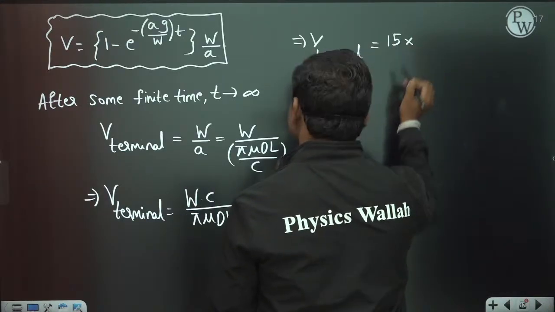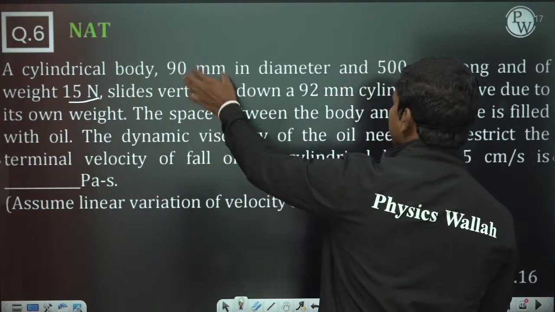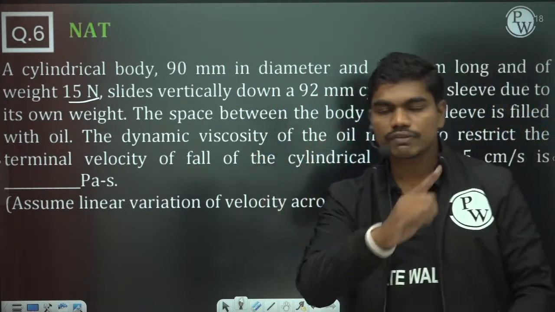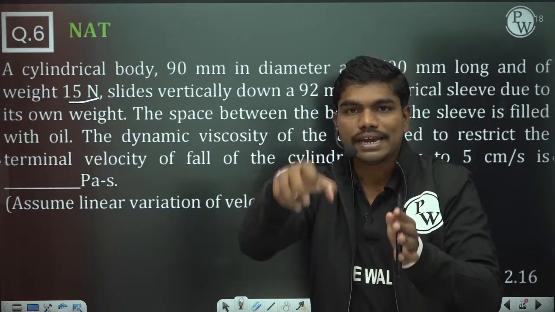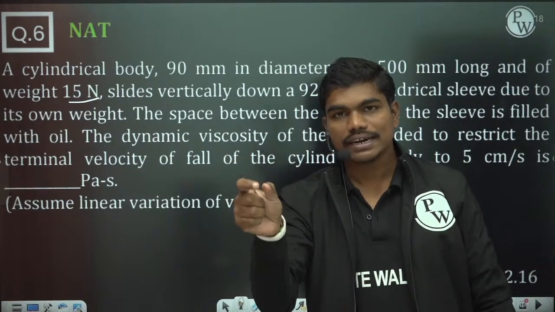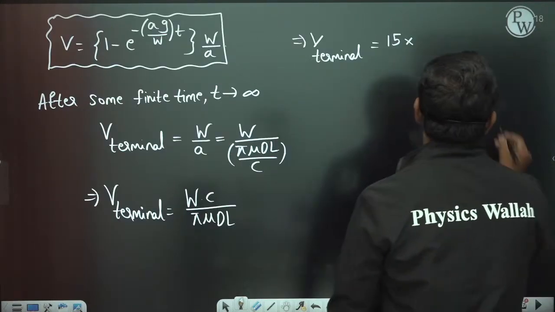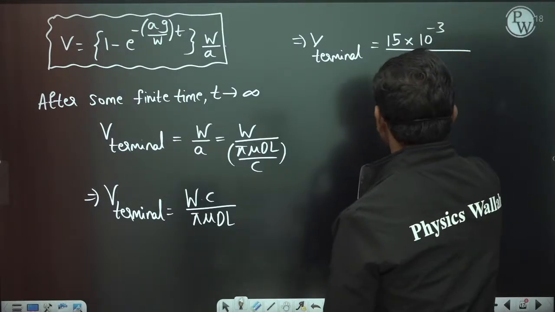So what about the clearance value? The piston is of 90 mm diameter, and the cylinder is of 92 mm diameter. So diametrically the clearance is 2 mm. On one side the clearance is 1 mm, which is 10 to the power minus 3 meters.